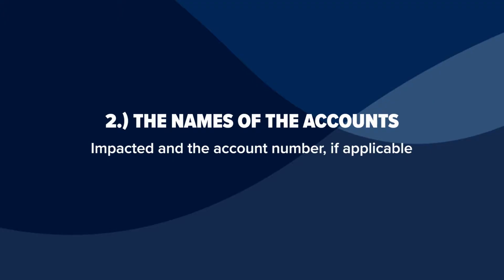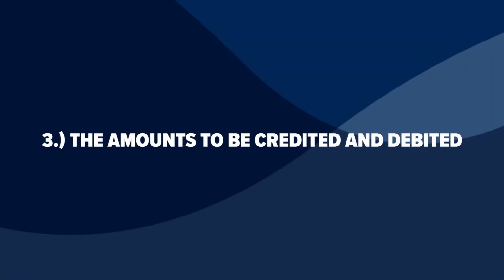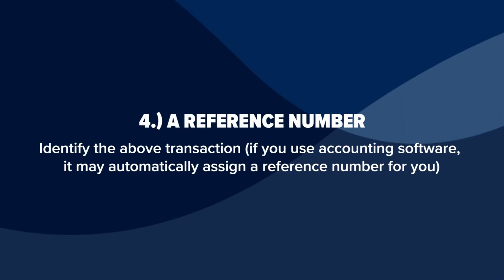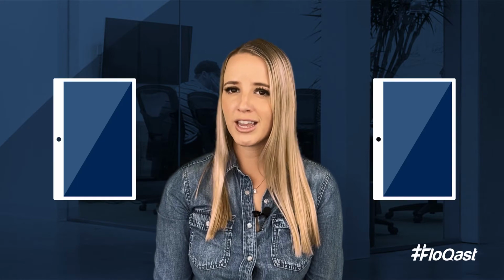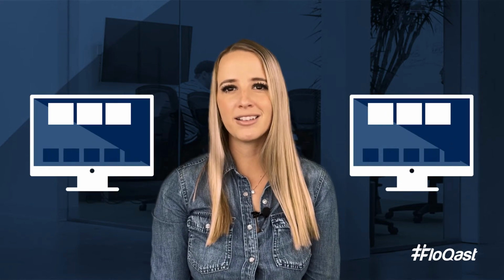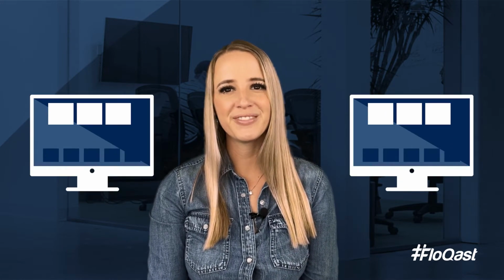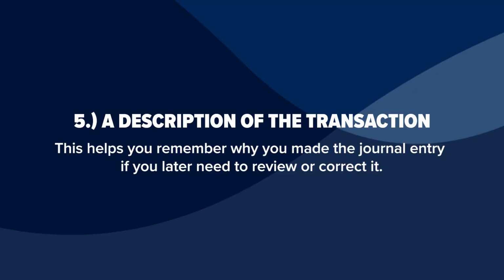The second is the names of the accounts impacted and the account number, if applicable. The third is the amounts to be credited and debited. And the fourth is a reference number to identify the above transaction. If you use accounting software, it may automatically assign a reference number for you. Finally, you need a description of the transaction. This helps you remember why you made the journal entry if you later need to review or correct it.